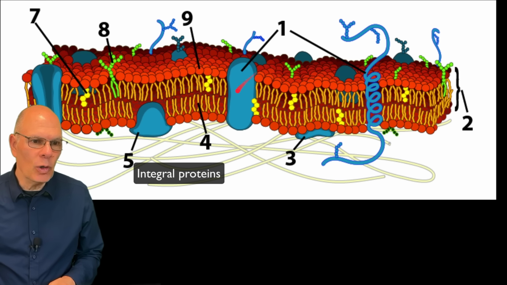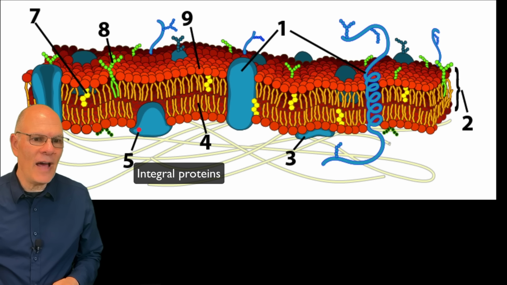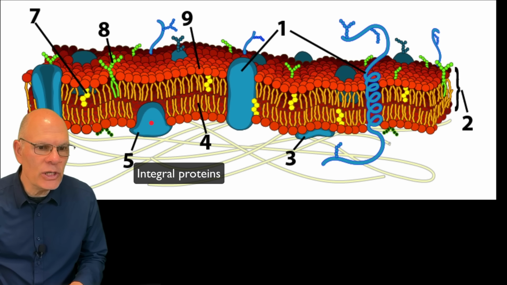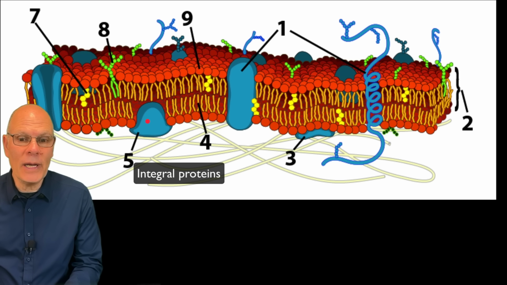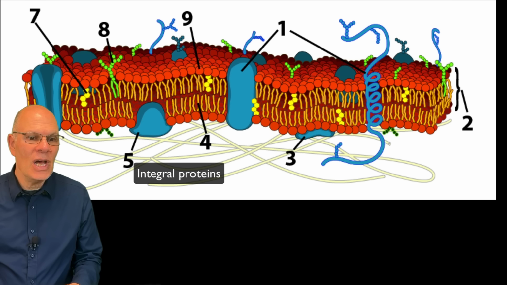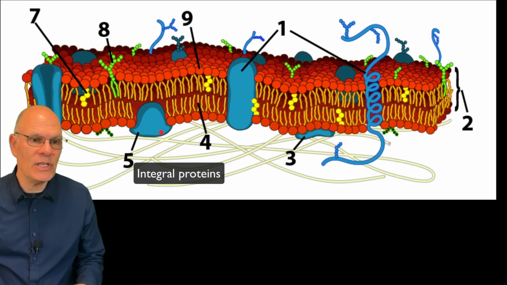There are integral proteins, such as the one at 5, and these proteins would have a non-polar region that extends into the hydrophobic membrane middle and a single hydrophilic region that juts into the cytoplasm, as this one does, or into the cell exterior.